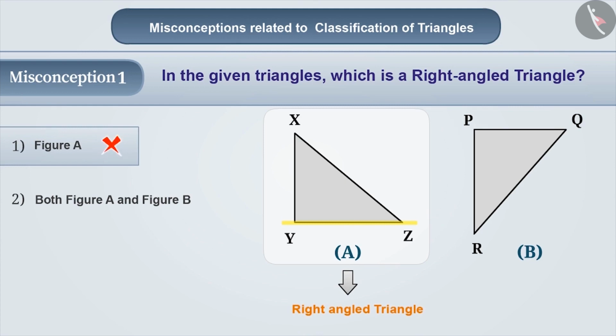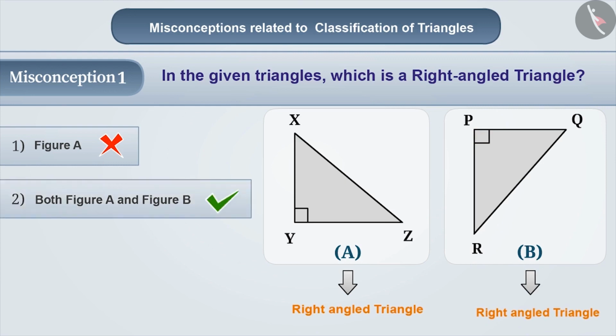But this is a misconception because the concept of a right-angled triangle is that if any one angle of a triangle is 90 degrees, that is a right angle, then that triangle is a right-angled triangle. Here, there is a right angle in the second figure also. Therefore, we can say that the second figure is also a right-angled triangle. So the correct answer to the given question is option 2.